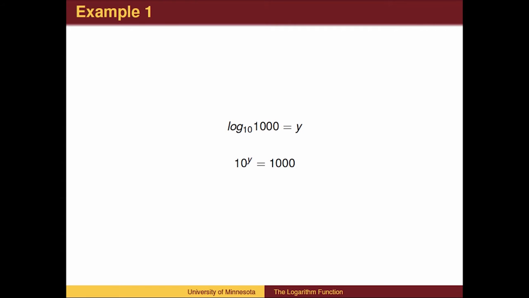What is the base 10 log of 1,000? Let's write this in exponential form. The log is the exponent, so y is the exponent. The base is 10. That leaves only one place to put the number 1,000 in the exponential equation. y is the exponent you put on 10 to get 1,000. That exponent is 3.